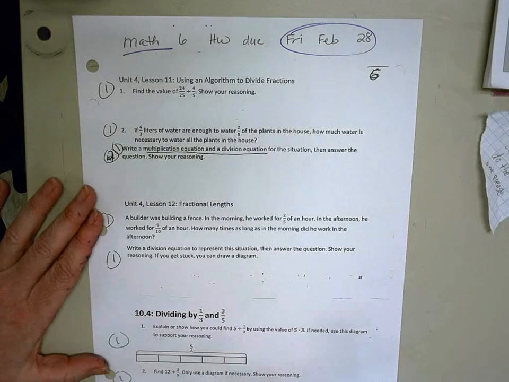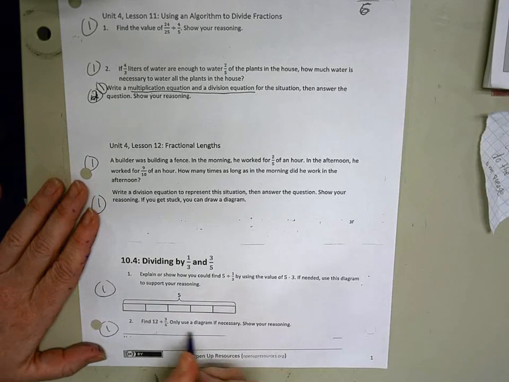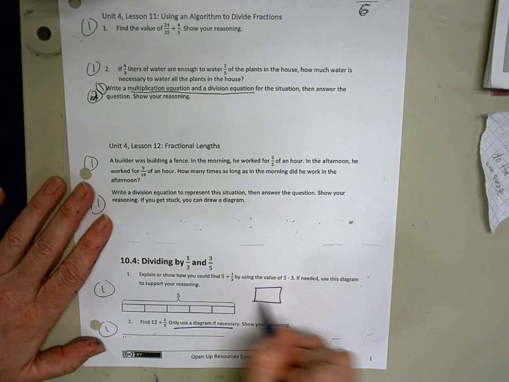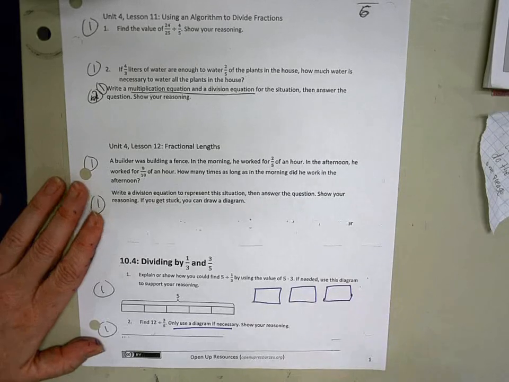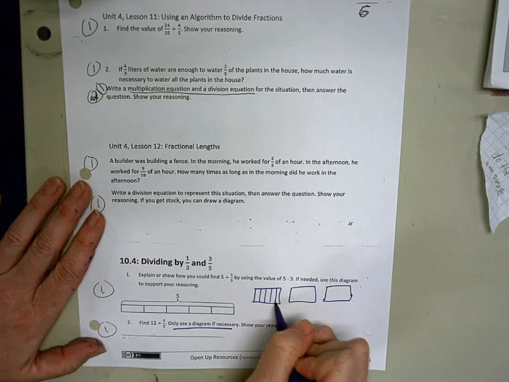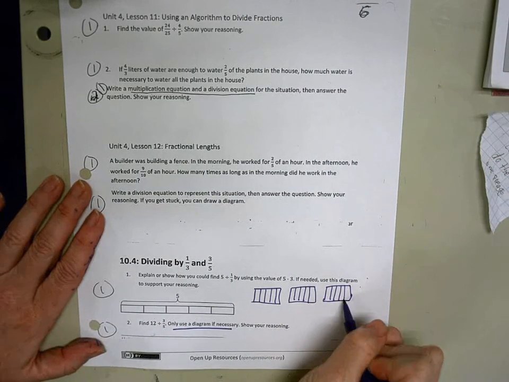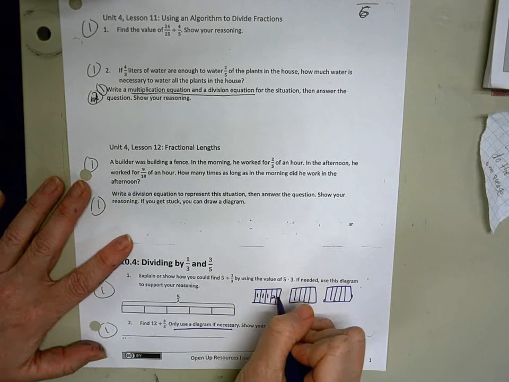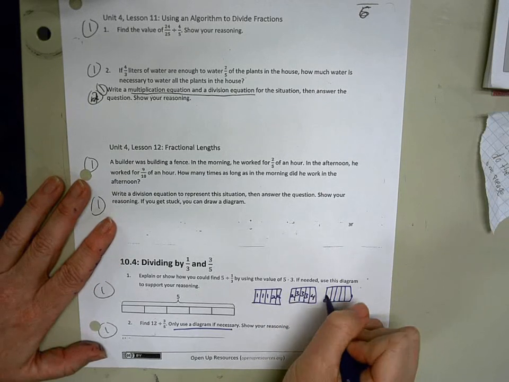The very last question says, find 12 divided by 3/5 and only use the diagram if necessary. So the reason they're saying that is if I wanted to draw a diagram, I would need to draw 12 units and cut them into groups of 5. And then count off groups of 3/5. So 1 group, 2 groups, 3 groups, 4 groups.